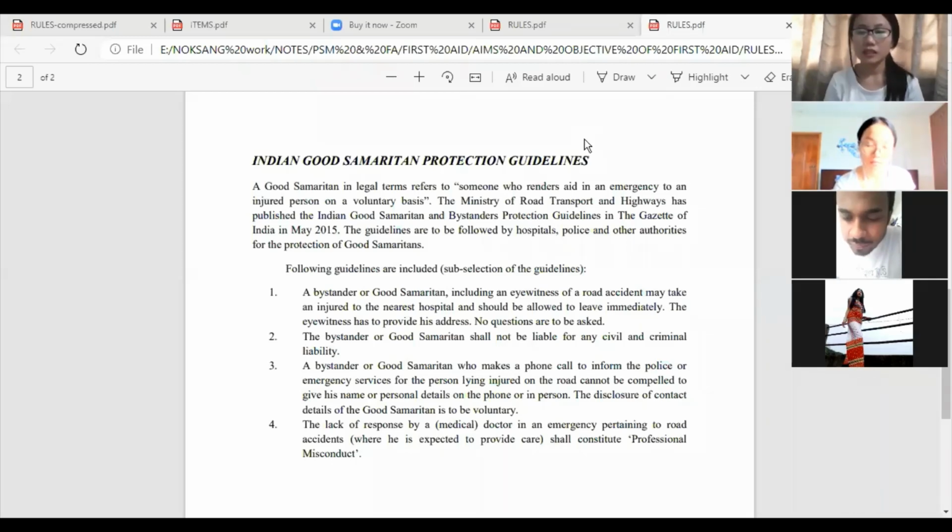Write down properly. This is the Indian Good Samaritan Protection Guidelines. Some of your friends who joined before didn't join now, so you can give this to your friends. After you note it down, click the picture and send it in the group so that they all can write.